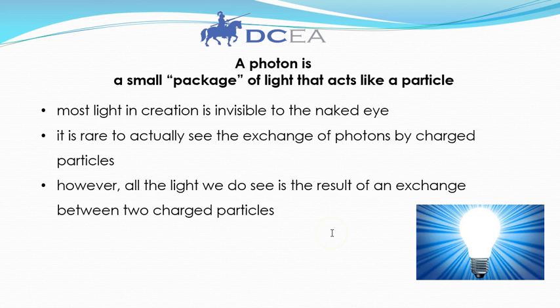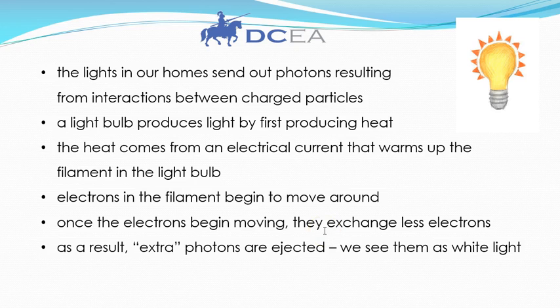Most light in creation is invisible to the naked eye. It is rare to actually see the exchange of photons by charged particles. However, all the light we do see is the result of an exchange between two charged particles. The lights in our homes send out photons resulting from interactions between charged particles.